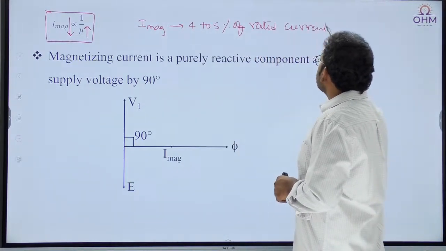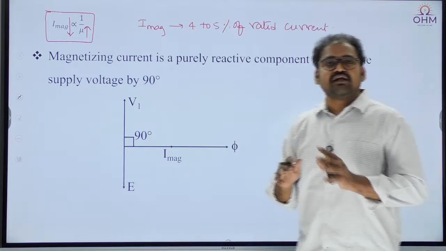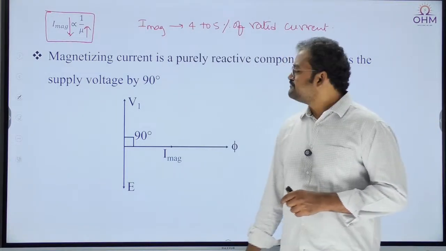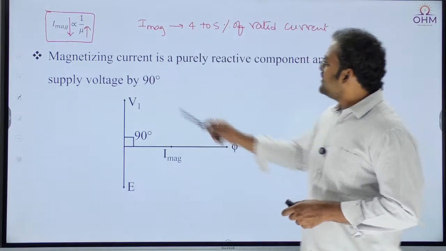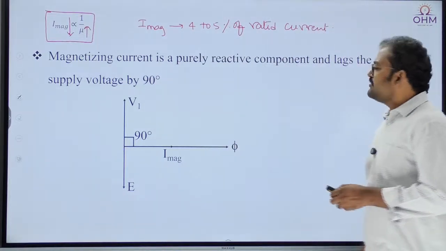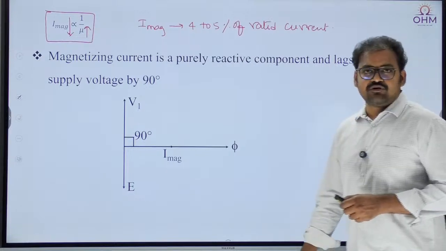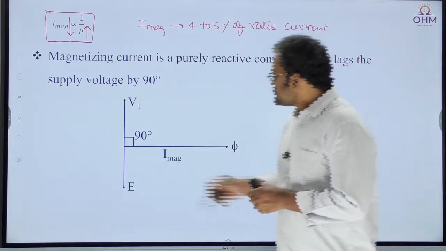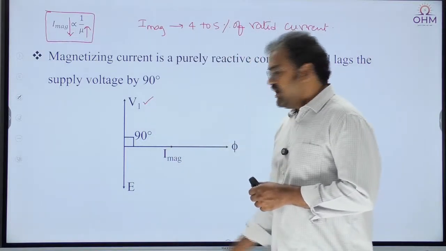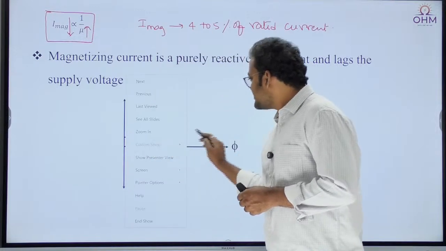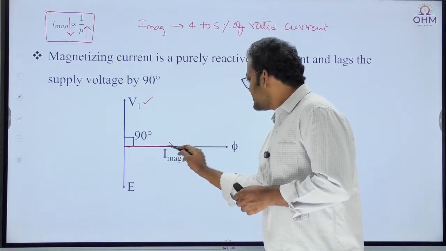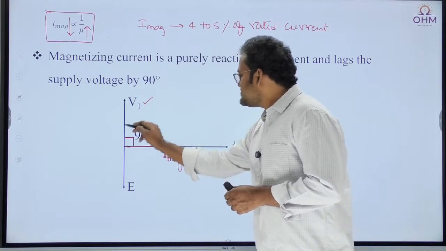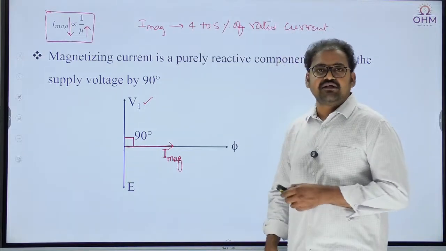That means if rated current is 100% magnitude, then magnetizing current is very, very less, which is approximately 4 to 5% only. As I mentioned already, magnetizing current is a purely reactive component and lags the supply voltage by 90 degrees. You can see this is the phasor diagram representing that. Here we have the supply voltage, and you see that magnetizing current was here. So you can understand from the supply voltage, the magnetizing current was lagging by 90 degrees.